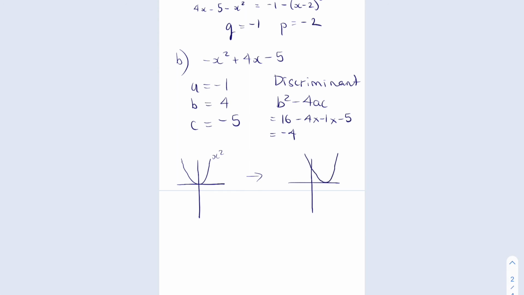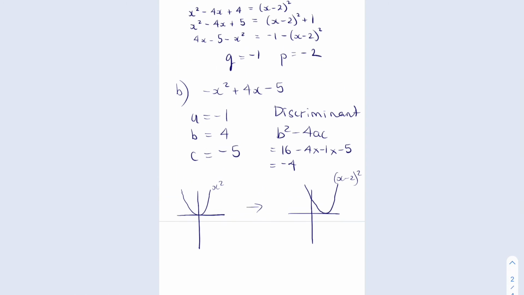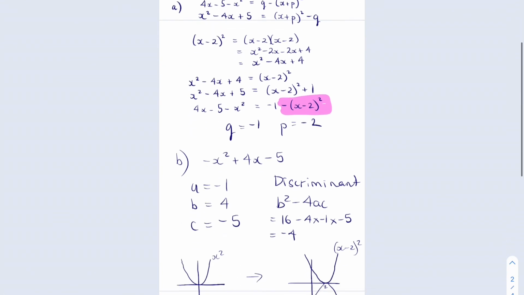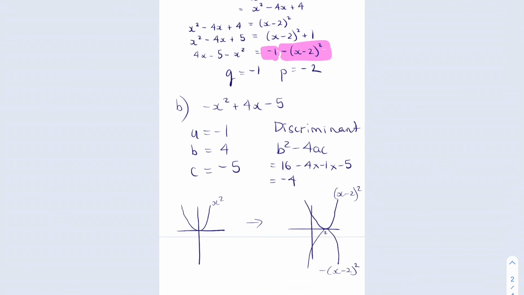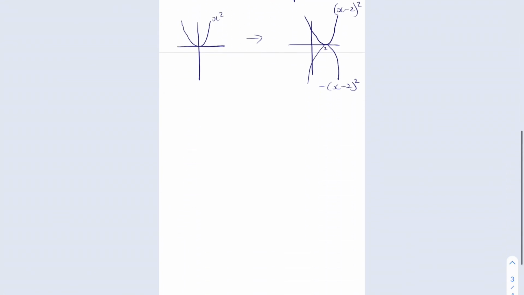So this is (x minus 2) squared. Now, it's actually minus (x minus 2) squared. So that's at 2. So let's flip that. So here's minus (x minus 2) squared. And all I need to do here is subtract 1 from this. Subtract 1. So move it down by 1 to complete the full curve.